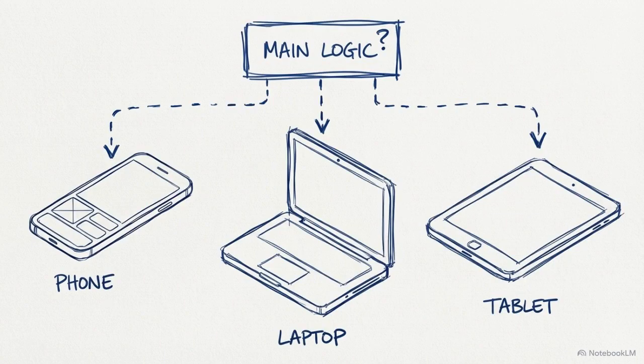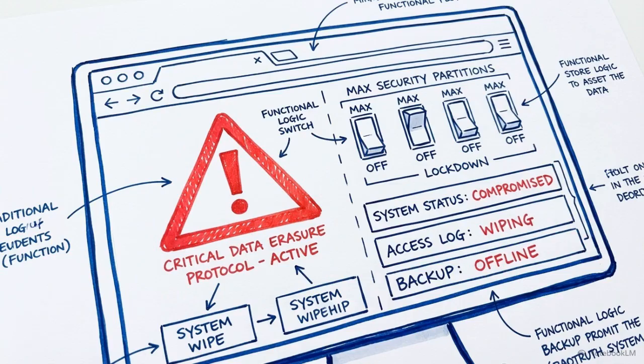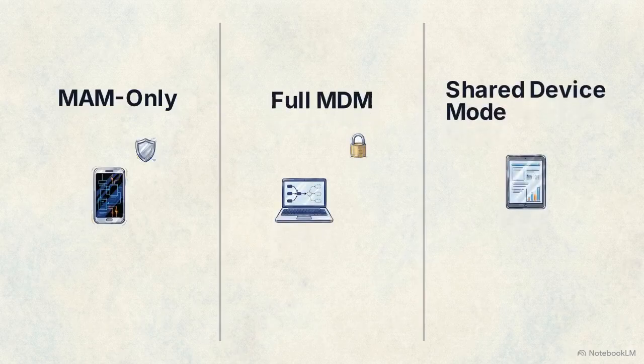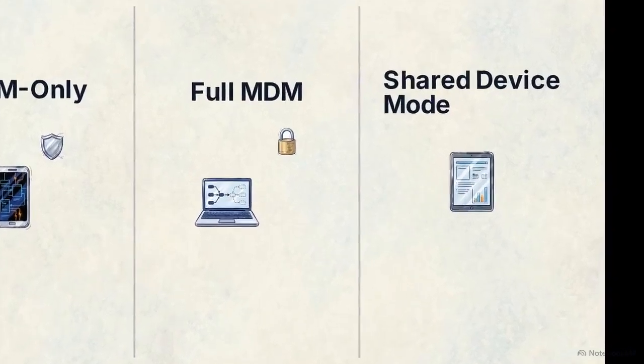App-level controls address personal hardware, but different physical environments require different Intune enrollment architectures. Organizations escalate to full corporate device enrollment only when compliance standards dictate absolute hardware control, like requiring remote wipe capabilities or pushing mandatory VPN profiles. This blueprint illustrates three enrollment strategies: MAM only for personal devices, full MDM for corporate hardware, and shared device mode.